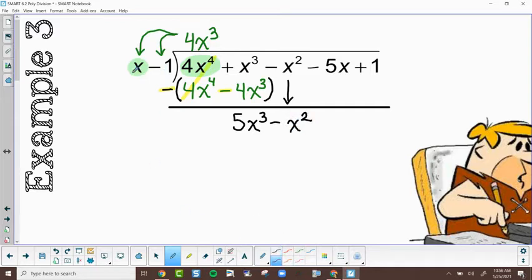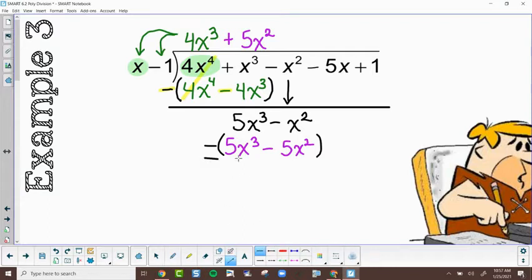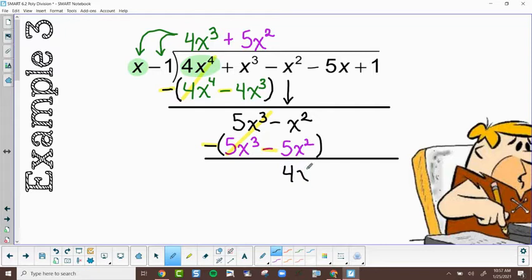Same thing, let's repeat that process. How many times does x go into 5x cubed? Well, that's going to go in 5x squared. You'll start to see the exponents go down, 3, 2. It's a really good way to see if you're on the right track. Whole piece gets subtracted. Okay, I'm going to draw my next line. Start to cancel stuff out. 5x cubed minus 5x cubed goes away. Negative x squared plus 5x squared is positive 4x squared. Drop the next piece, so minus 5x. Keep going. Next one, how many times does x go into 4x squared? Well, that's positive 4x. Makes sense. 3, 2, 1. I'm slowly working my way down.